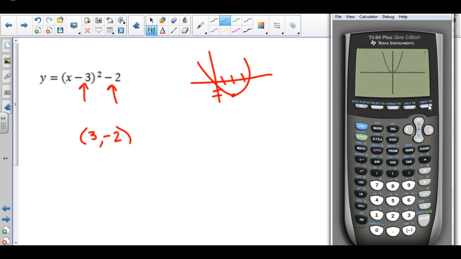So again, I'm looking for it to be to the right 3 and then down 2, and there it is. So it's over 3, down 2, it just takes your vertex point basically. And that's all that we really look for as far as the h and k values. We call that a translation.